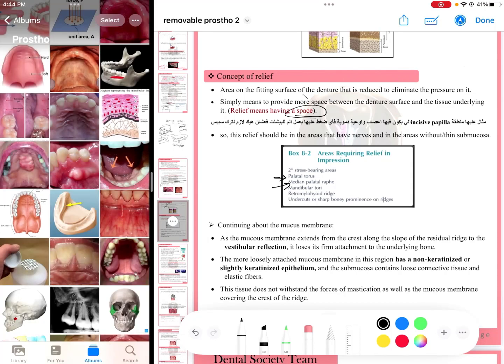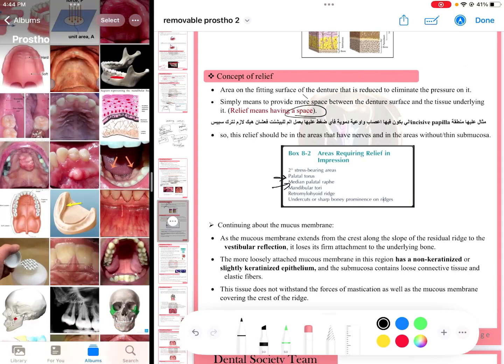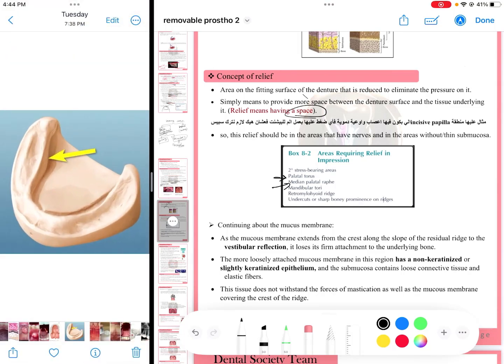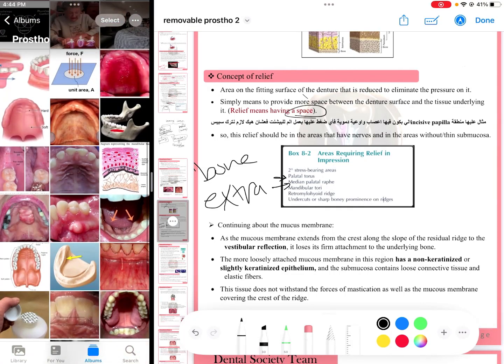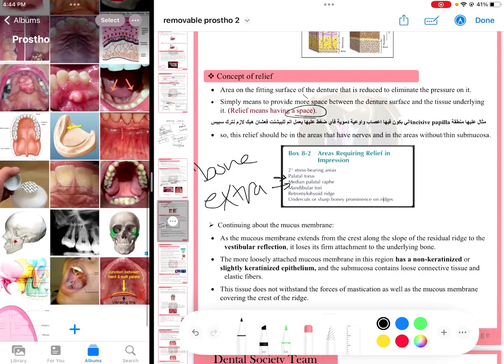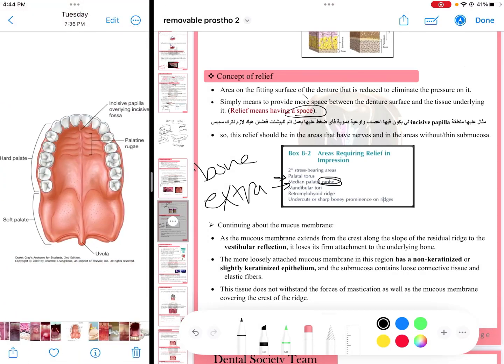We have the mandibular tori. It's extra bone in the mandible. We have the retromylohyoid ridge. This is the retromylohyoid ridge. It's like a ridge, extra bone that sticks out. So any bone that looks extra or bulgy, we have to relieve it. This bone is bulgy, this bone is bulgy, so we have to relieve them. The median palatine raphe is made of fiber, but these fibers are sensitive, so we have to relieve them.